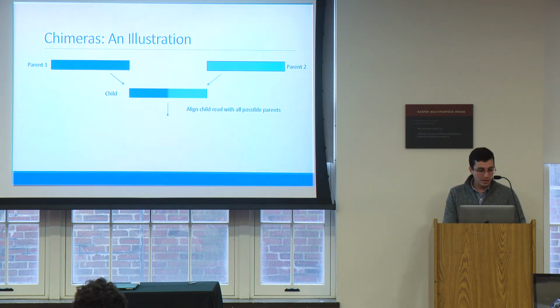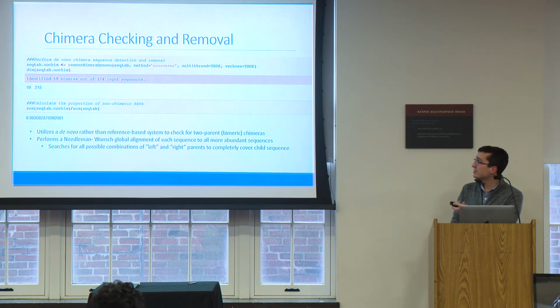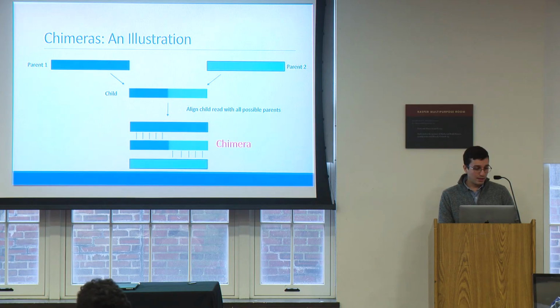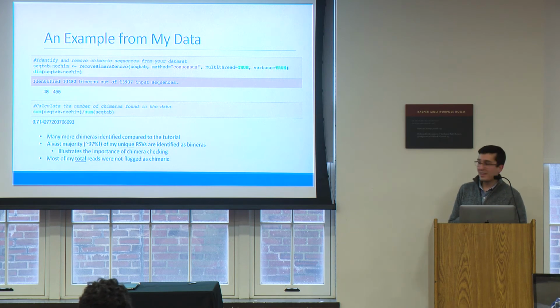From your sequence table. So here, if you run this command, you just get the proportion of reads that are not chimeric in your data set as a function of how many are. Here, you can see 96% of your reads are not chimeric. So that's a really, really good data set, which shouldn't be surprising because we saw that the data was high quality earlier on. So an example from my data, it's not quite the same.